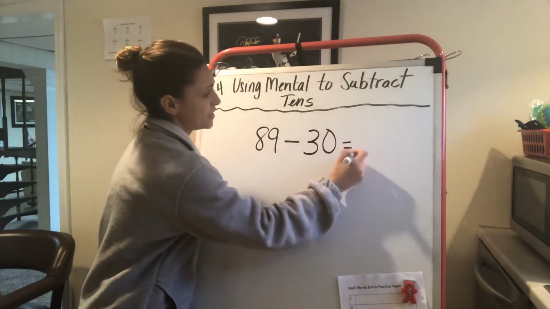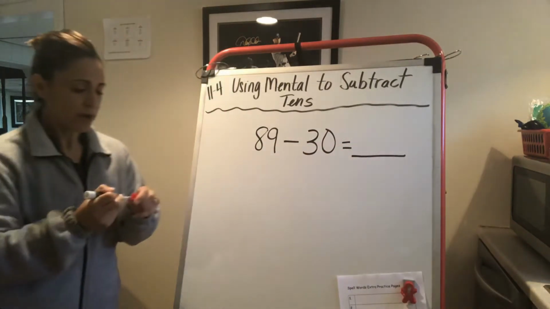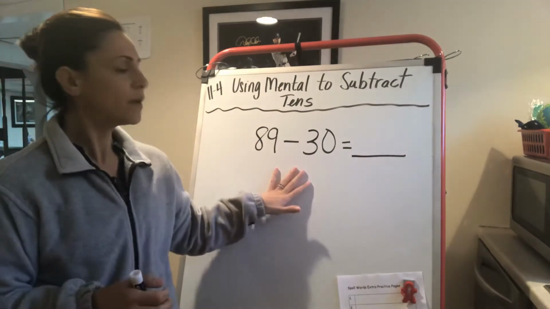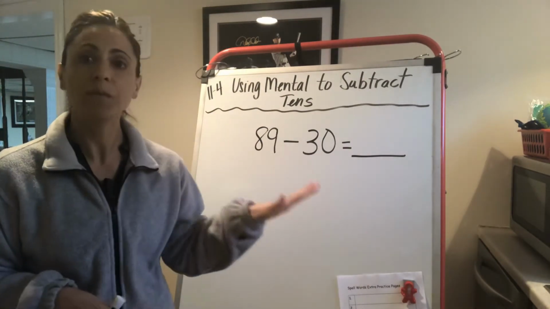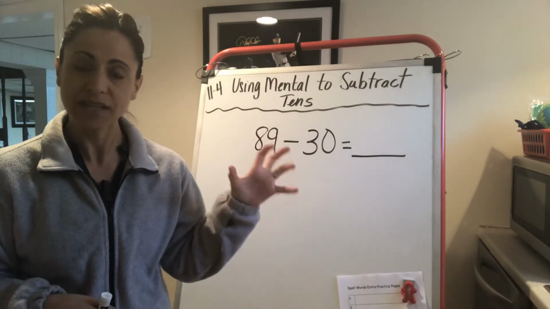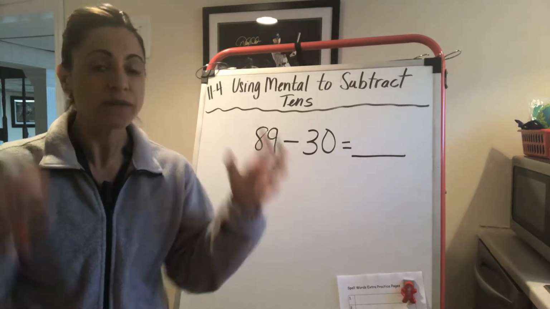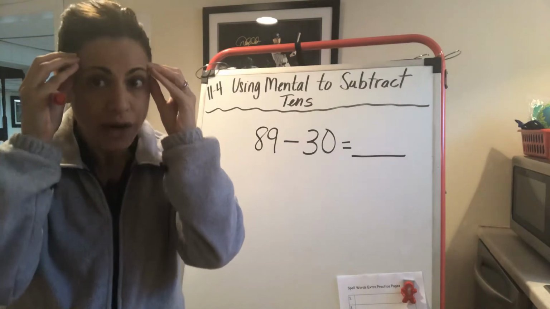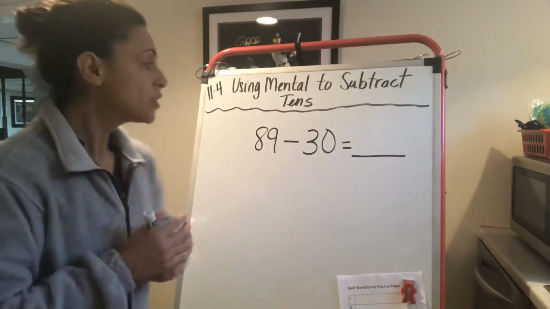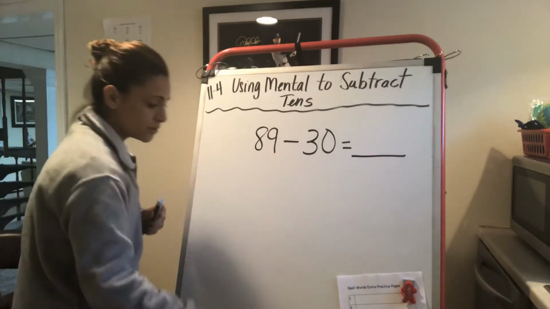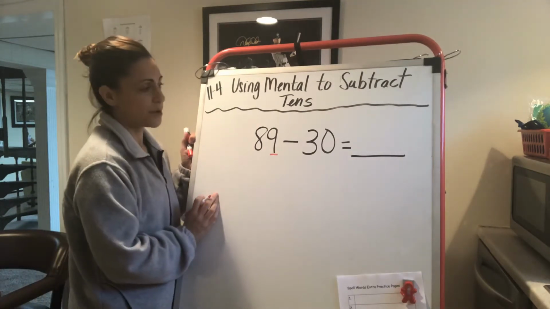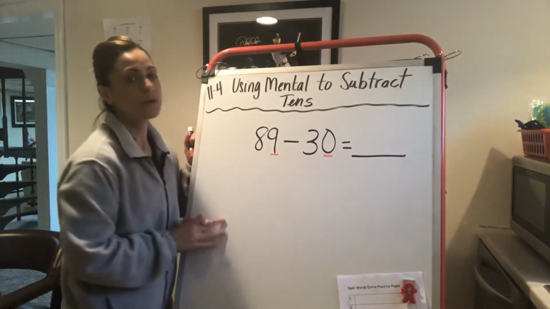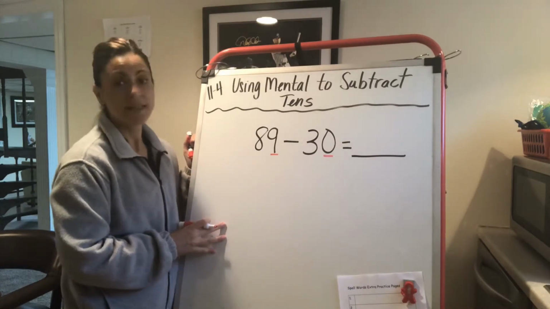Let's look at this for a second, okay? Now, you can always draw a picture to help you, but I want you to try to think about the place value, the tens, the ones. I want you to look at the numbers, and I want you to try to figure this answer out in your head, okay? So when you look at the ones, you see 9 groups of ones in the 89. That's your first number. And you see 0 groups of 1 in the 30.